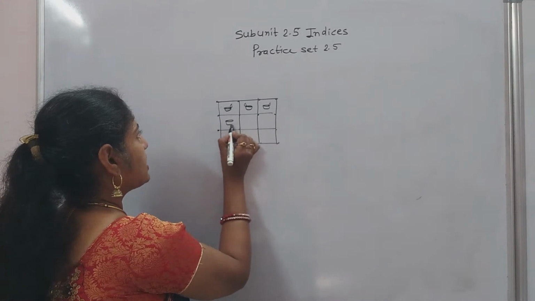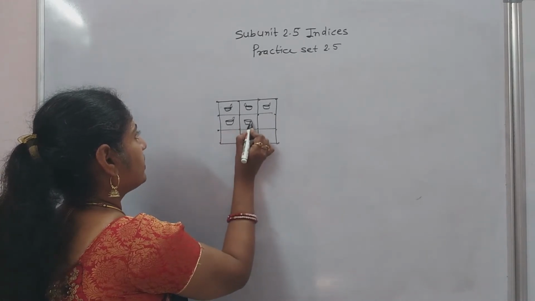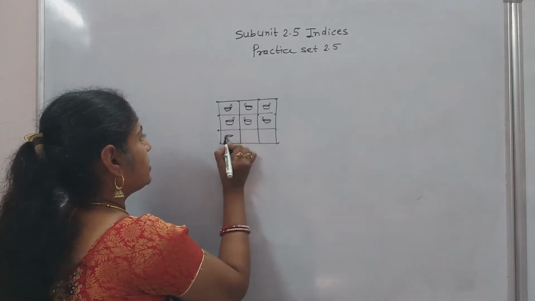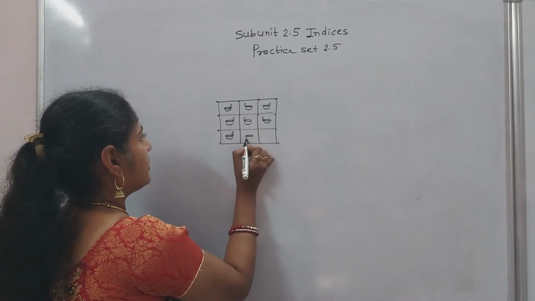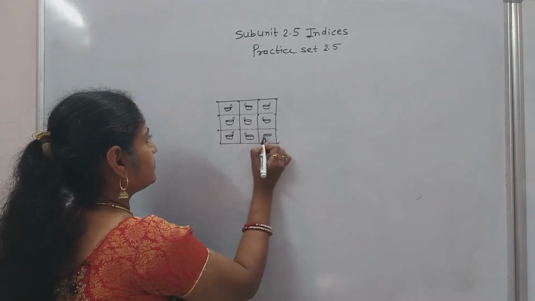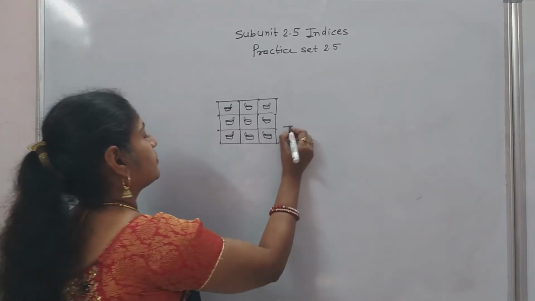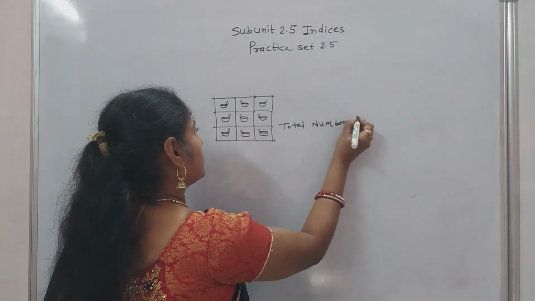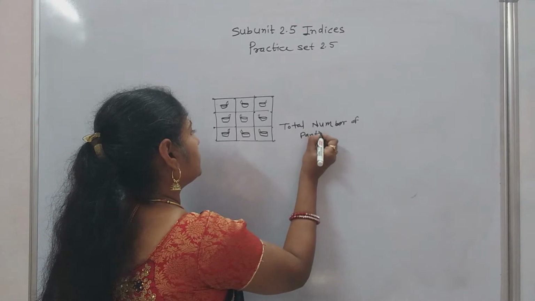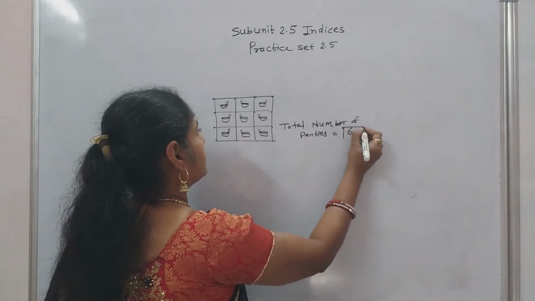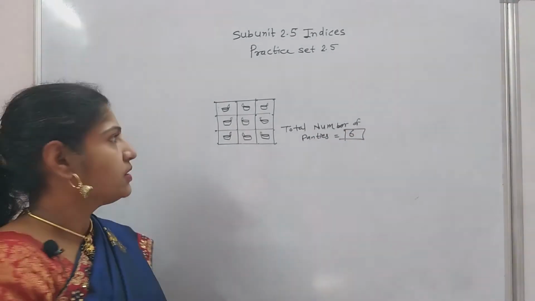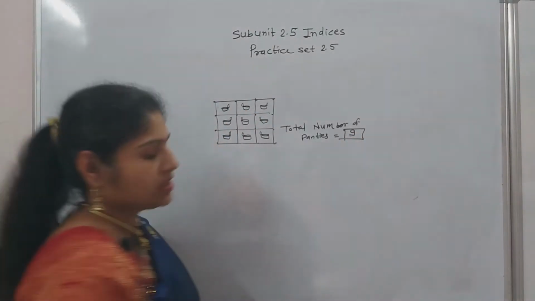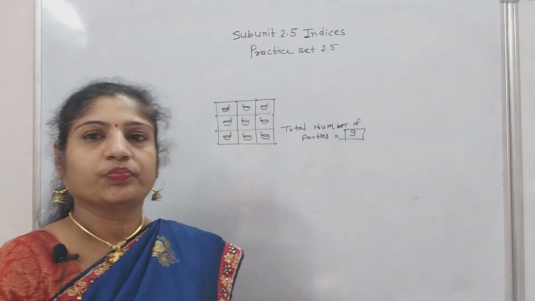How many pantis are there? That is total number of pantis are 6 pantis. So answer, 3 3s are 9. So answer is option number 2.